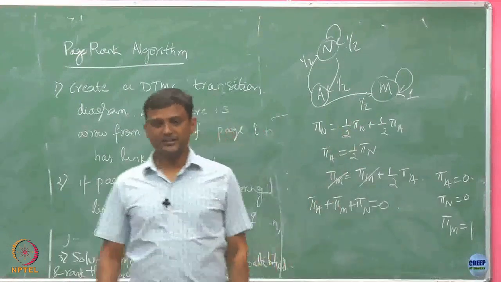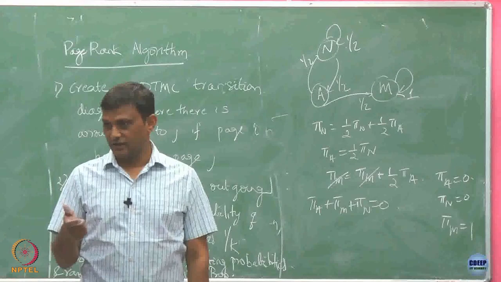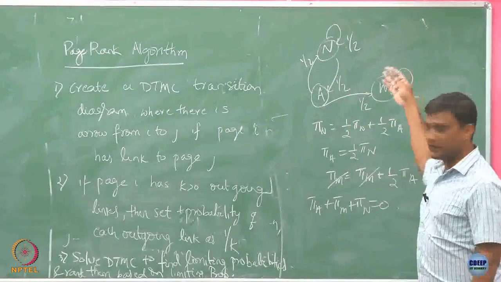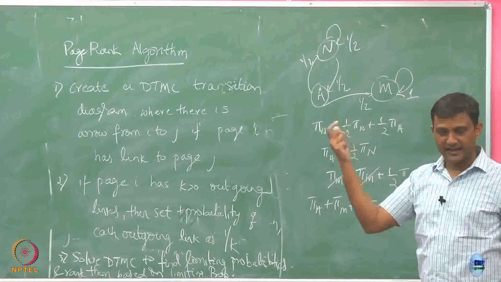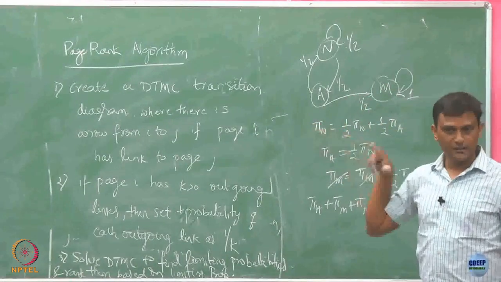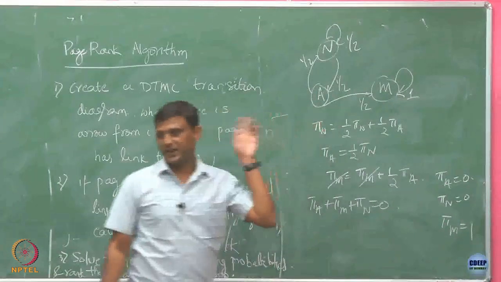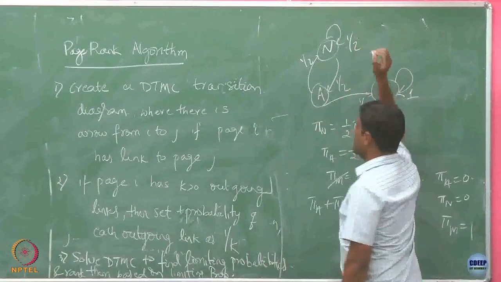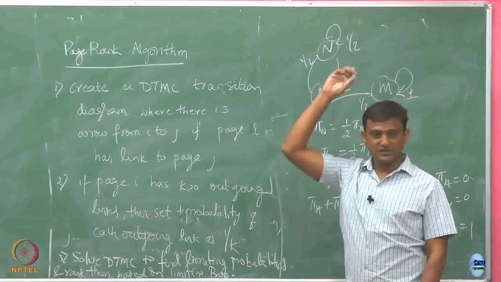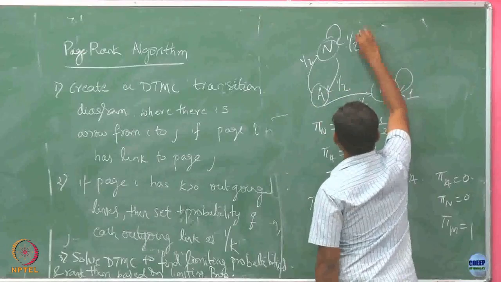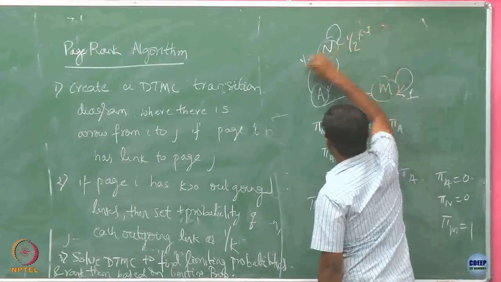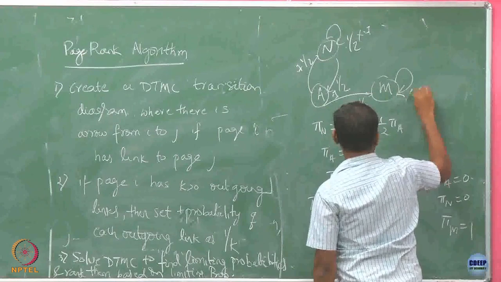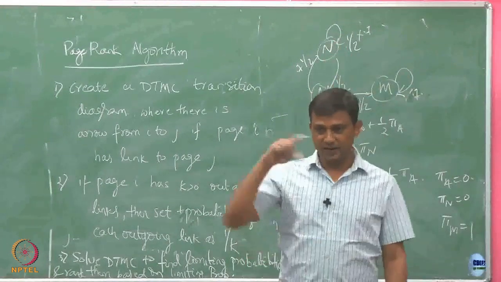So one possibility is what they call taxing. What you do is take out some percent as tax, that is some probability from each of these links, and distribute that tax among all the states. Let's say I am going to tax each of these links by 70%. What I mean is all these probabilities I am going to reduce to 70%. So this probability is going to be 0.7, everything is going to be 0.7, and now I have saved about 30% from each of these links, right?